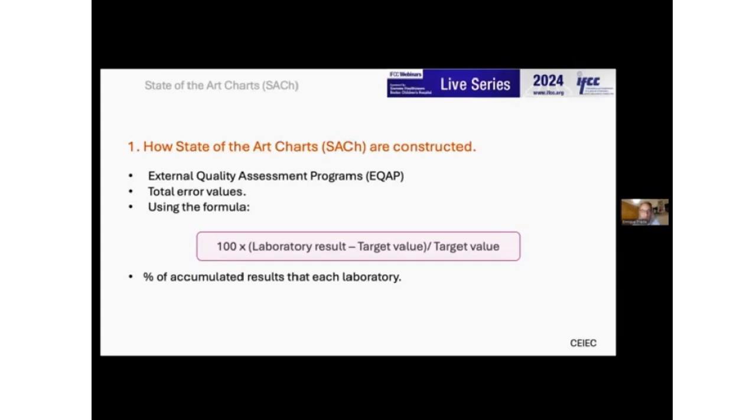Therefore, it is possible to count the percentage of accumulated results each laboratory has within error margins as it analyzes samples sent over months and years. This way, we can fill our dataset to build the state-of-the-art graphs.